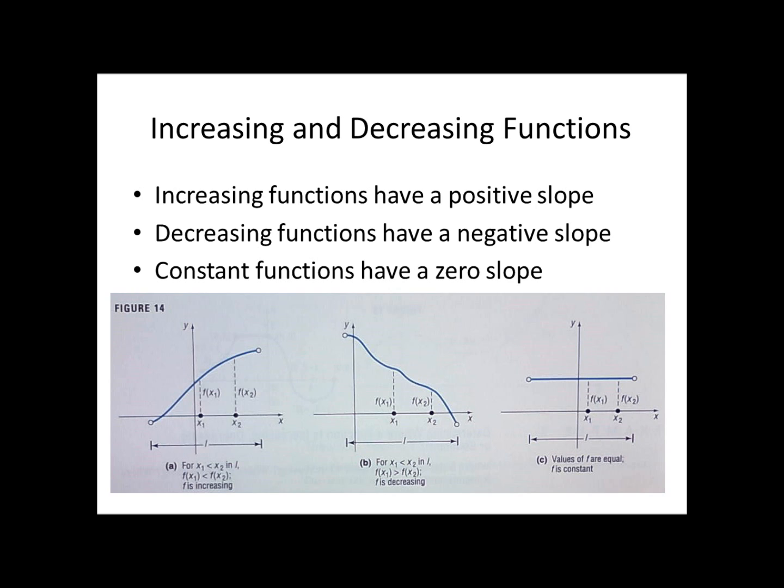Let's take a look at a few graphs here. The first graph on the left is an increasing function. The slope in that interval is always positive. Each y value is higher than the previous one. The second graph is a decreasing function. It always has a negative slope. Each y value is lower than the previous. And the last one is a horizontal line. It's a constant function. The y values are the same all the way across.